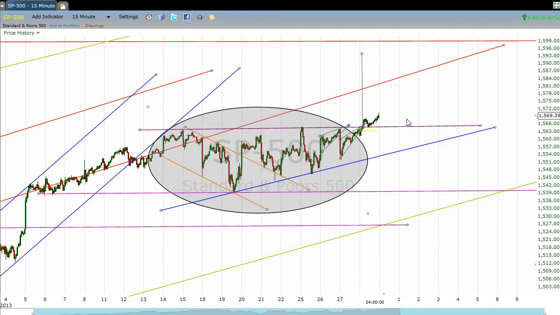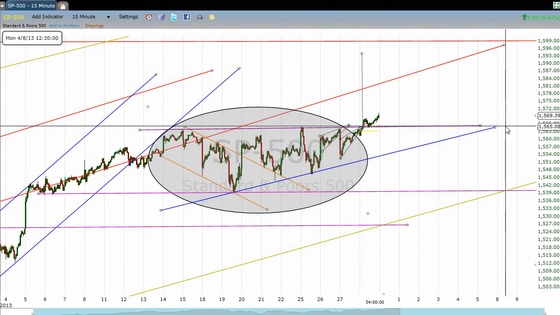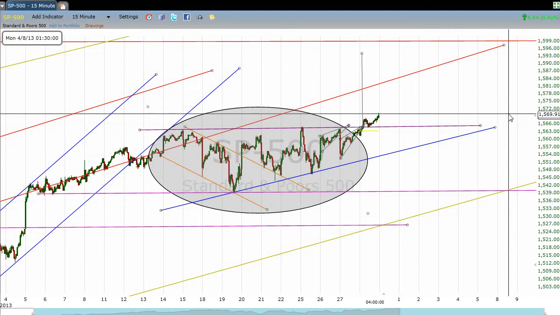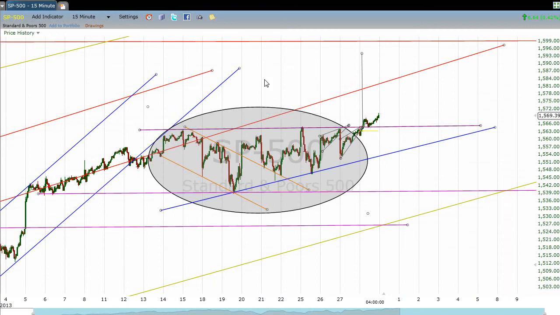Again, this level right here is at 1565, and today's high was almost 1570. So we're talking about having only broken this top line by about 1/3%, and that's in iffy territory, okay?